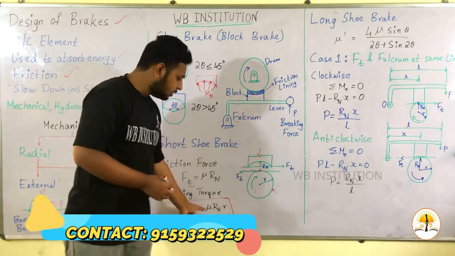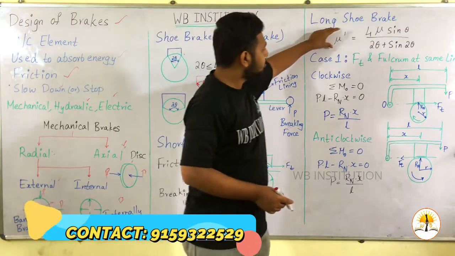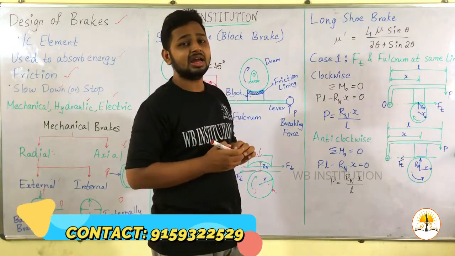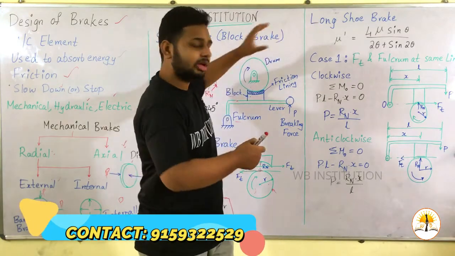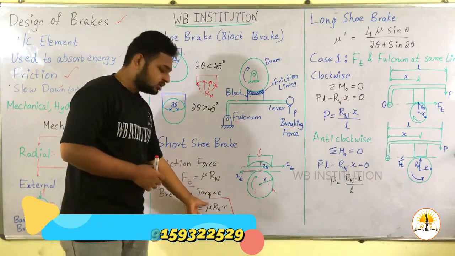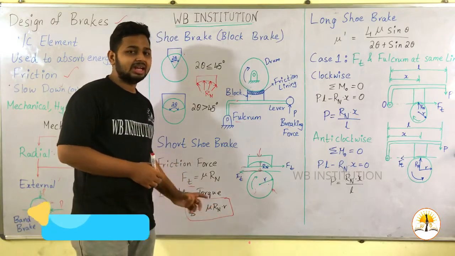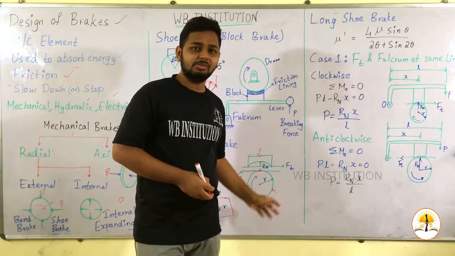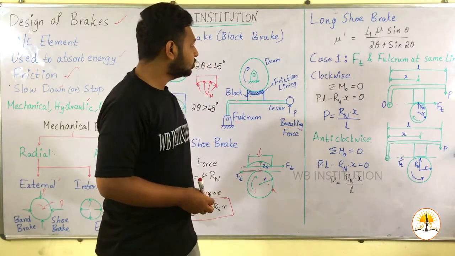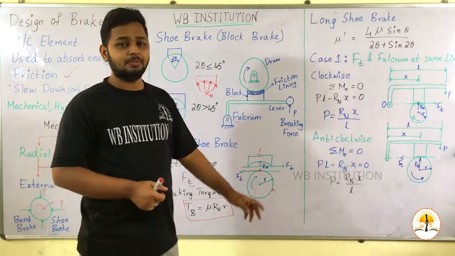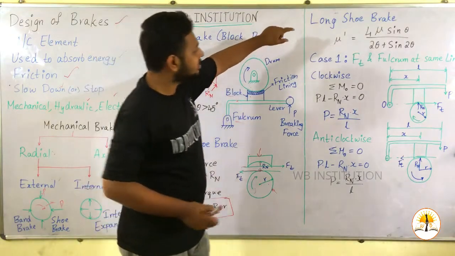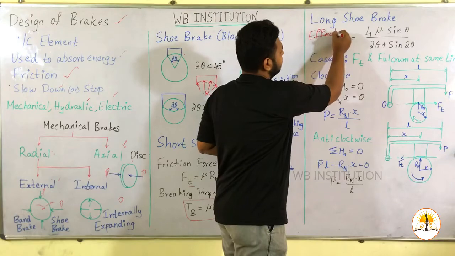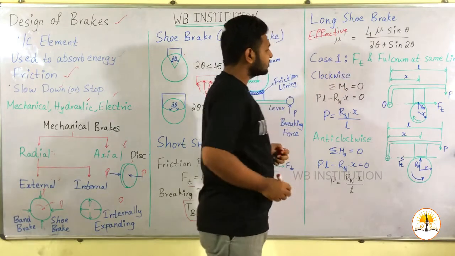Now in place of mu, we have to give mu dash equal to 4 mu sin theta by 2 theta plus sin 2 theta for long shoe brake, and if we substitute the values in place of mu dash, then we get the braking torque for long shoe brake. So the similar process will be happening in both long shoe brake and short shoe brake, except the coefficient of friction. This coefficient of friction is known as effective coefficient of friction.